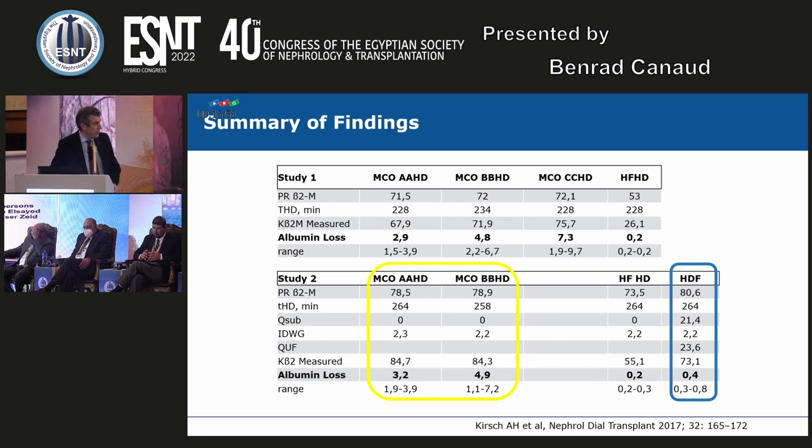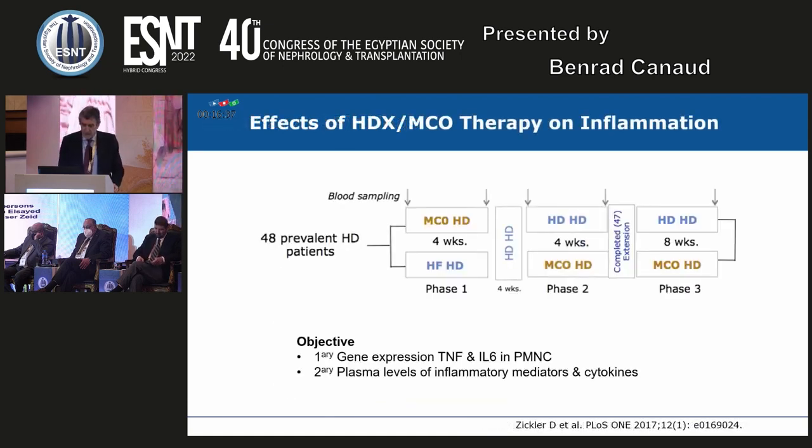If you look at the albumin loss, this is the yellow highlighted versus the blue highlighted. You see the albumin loss is moving to 4.9 as compared to 0.4 grams per session. So this is exactly what I mentioned. So you have to be careful, and you need to be aware of this albumin loss.